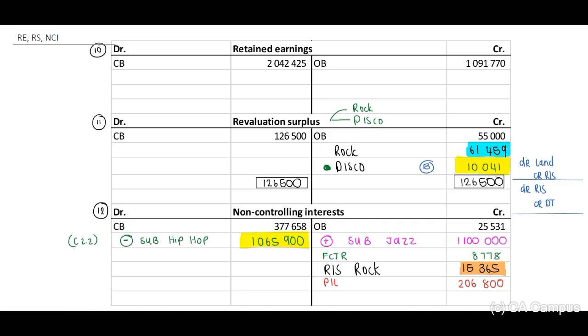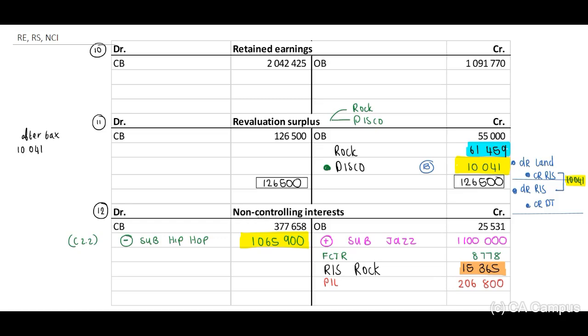Now, take this one step back. Think about your journals. We will debit our land, credit revaluation surplus, debit revaluation surplus, credit our deferred tax. Therefore, this difference here, 10,041, will be an after-tax amount. Therefore, we now need to calculate what is the tax and what is the before-tax amount. Please look at the left side of your screen for me. Therefore, we have 10,041, which is our after-tax.